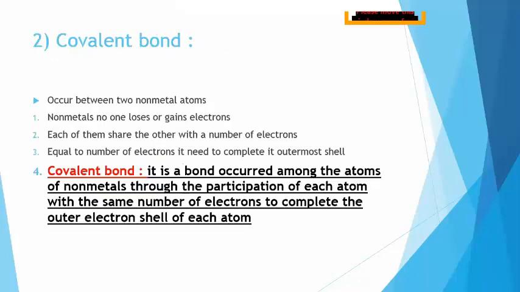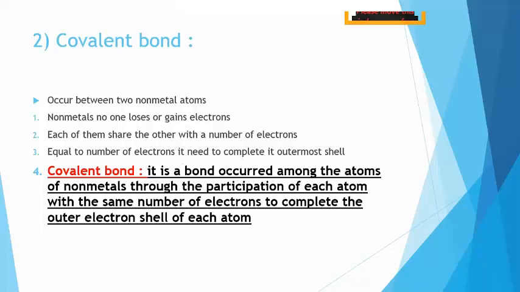The second type of chemical bond is the covalent bond. It happens between two nonmetal atoms. In this case, no one loses or gains electrons. So what will happen? Each atom will share with the other a specific number of electrons, equal to the number of electrons it needs to complete the outermost energy level.